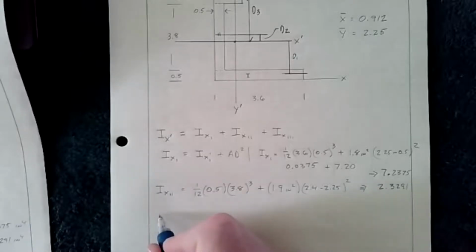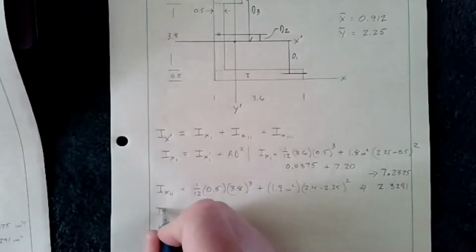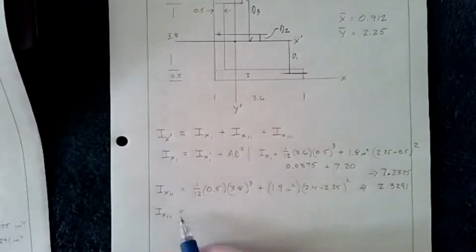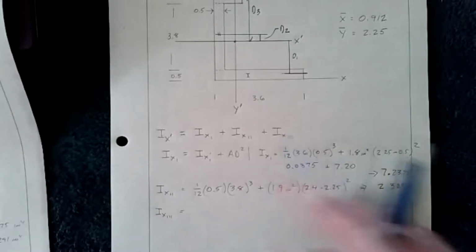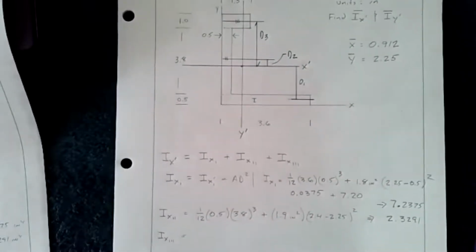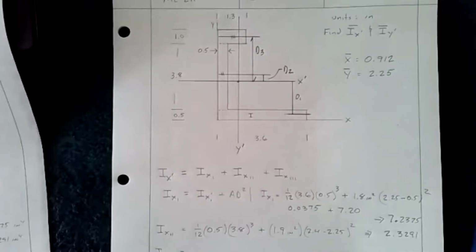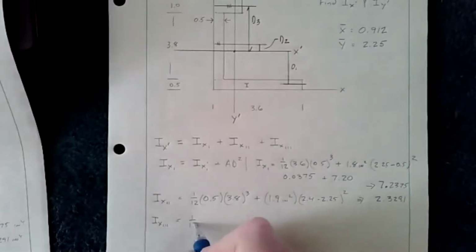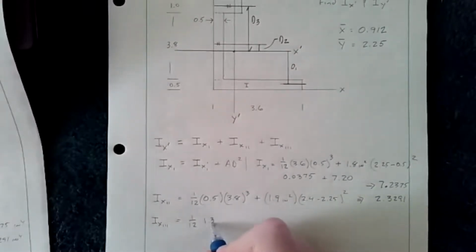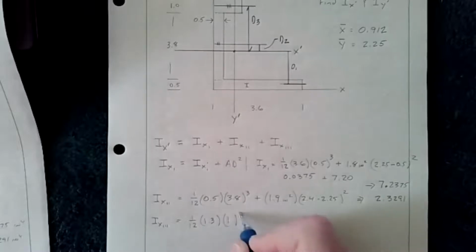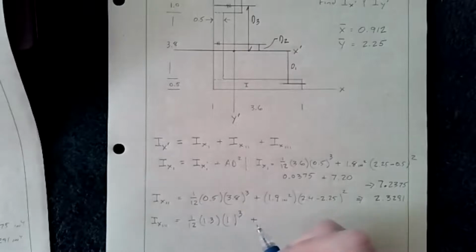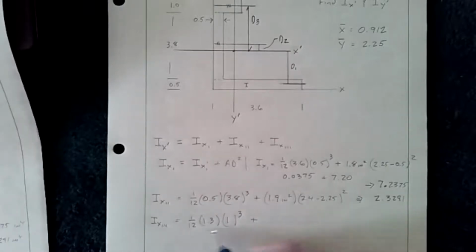And then we do the next one. I'm doing this to keep everything on the page so you can see the diagram. So Ix3, same thing, only now we're dealing with this top shape. We know it's 1.3 wide and 1, right? So it's going to be 1/12 times 1.3 as the base, 1 cubed as the height, plus the area, of course, 1 times 1.3 is 1.3 inches squared.